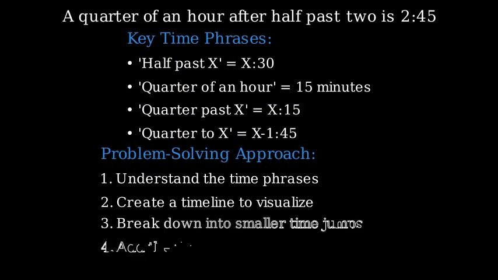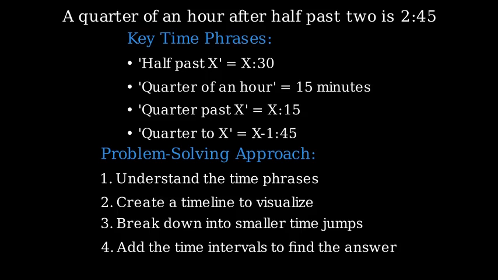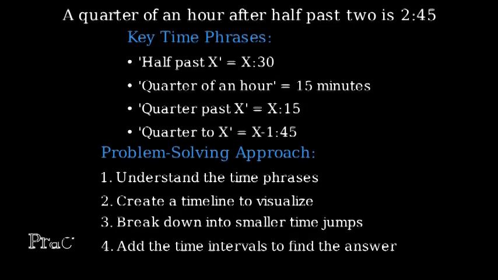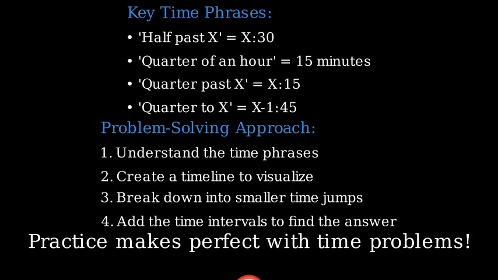Using a timeline helps visualize the problem and makes it easier to track the time changes. You can break down the time into smaller jumps, like we did with our 5-minute increments, to help understand the total time elapsed. And that's how we solve time problems using timelines. Remember, breaking down complex time intervals into smaller, more manageable pieces makes these problems much easier to solve.